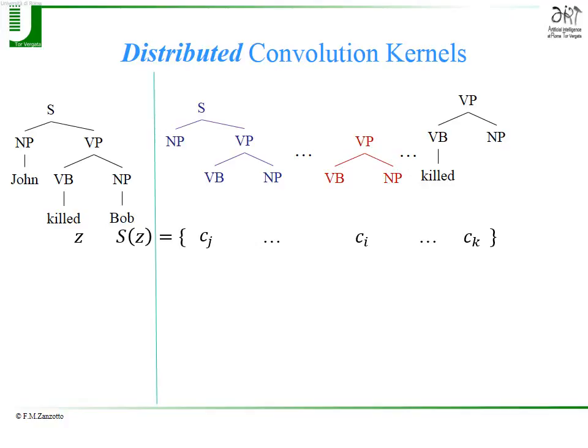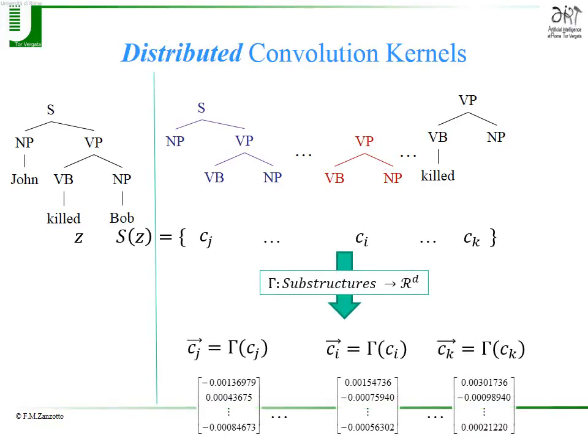What we need are two functions. The first is a gamma function that takes substructures and maps them into the space Rd. For each substructure, we need a vector that is nearly orthonormal with respect to other vectors. Nearly orthonormal means that if two vectors represent the same structure, their dot product is nearly 1. Otherwise, if the two vectors represent two different substructures, their dot product should be nearly 0.